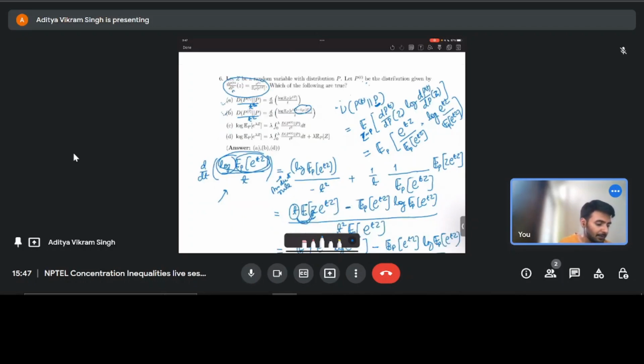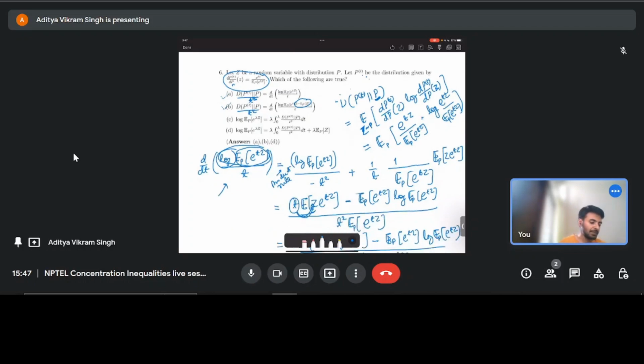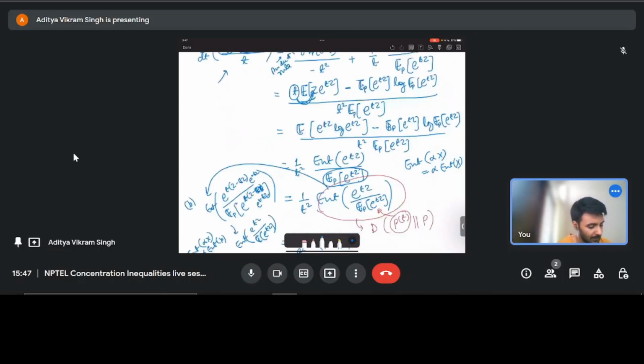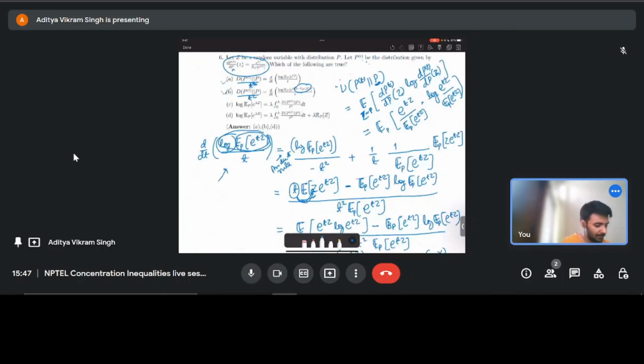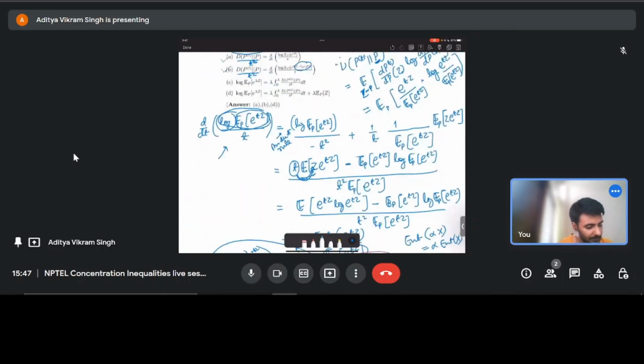Okay, so C and D. Now once you have this, I think all these were done in the lecture, but I'm doing it again because it's important. So let's see what option C says. We'll use option A. It says d p t by t square. So by A, we have this is dy dt of that thing.